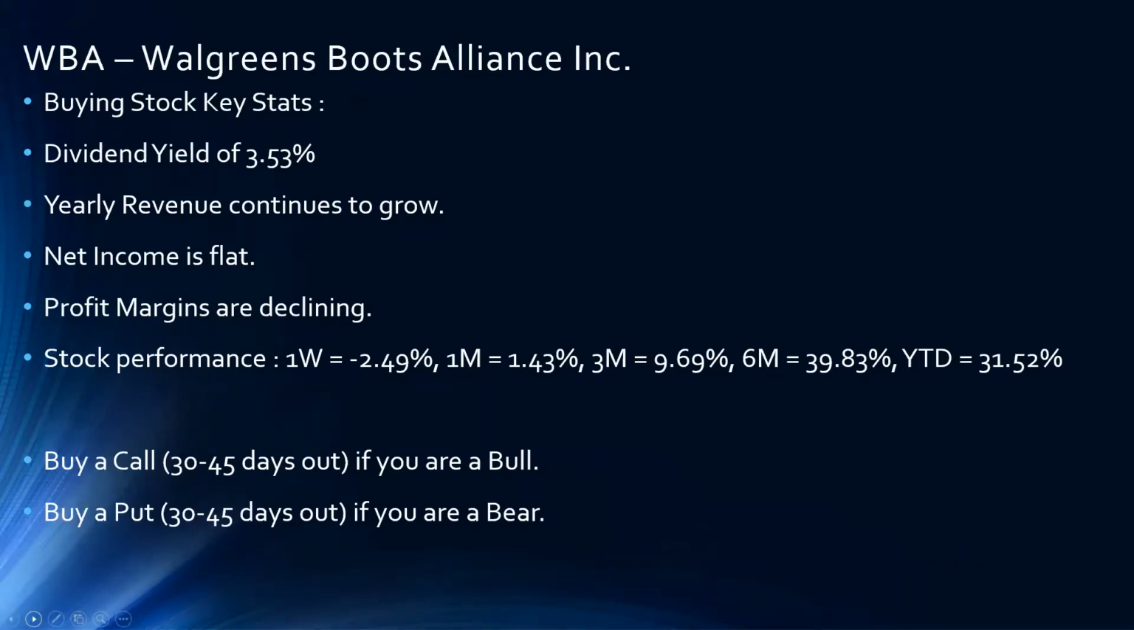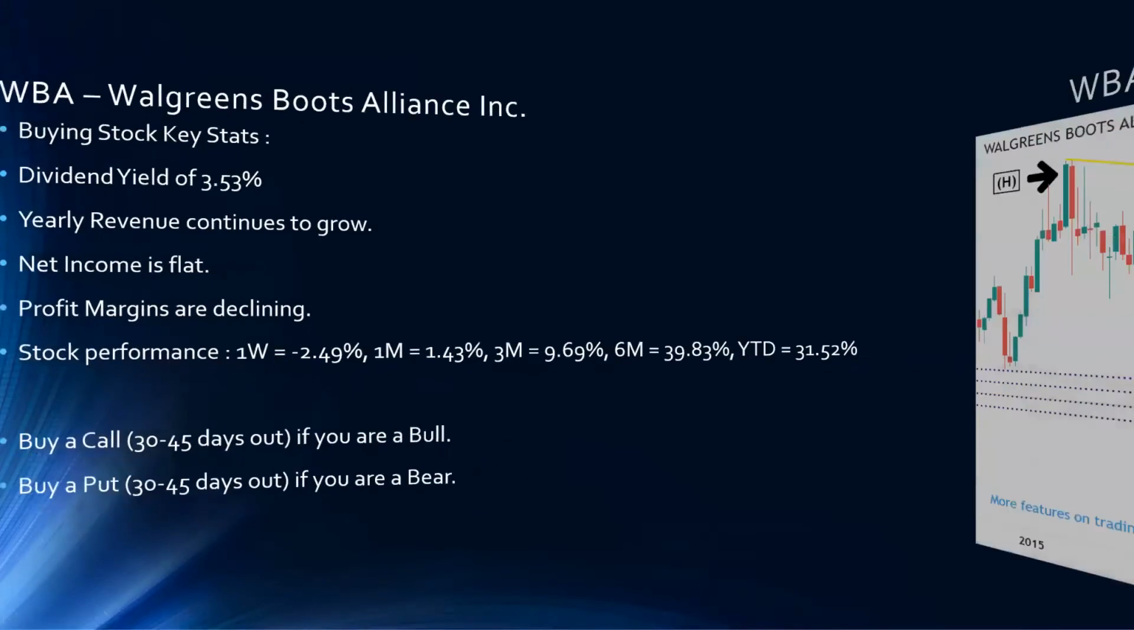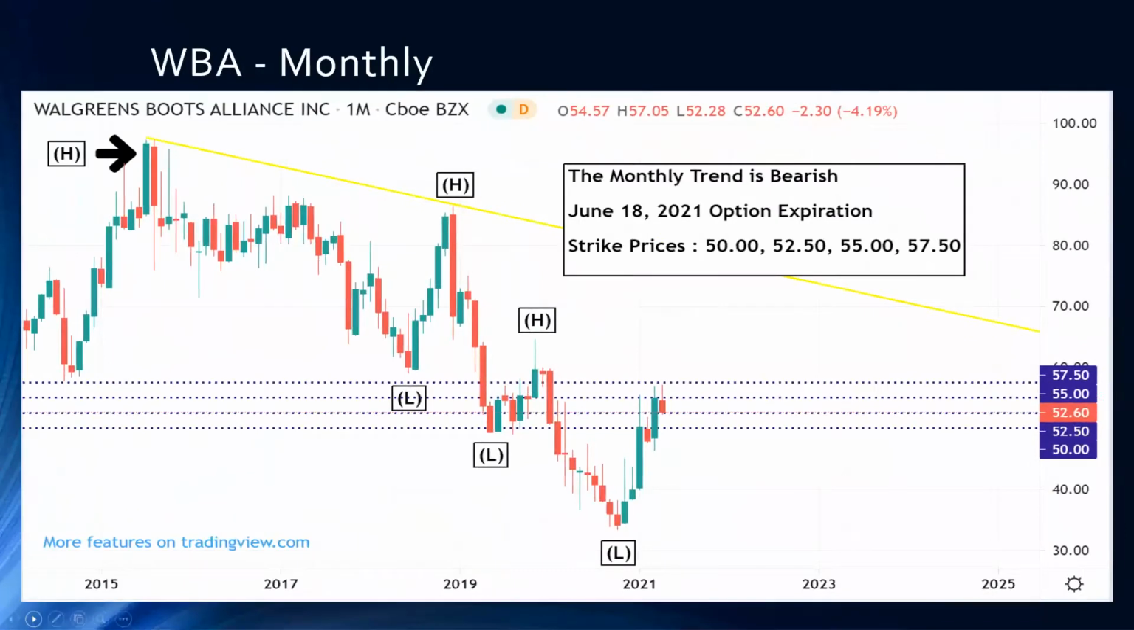If you think that, for instance, since Walgreens income is flat, profit margins are declining, and there are other issues, maybe Walgreens is not going to fare as well as other stocks in the future, 6 to 8 months, 12 months, then you would buy a put to take advantage of that potential sell-off. So let's look at how we find our strike prices.